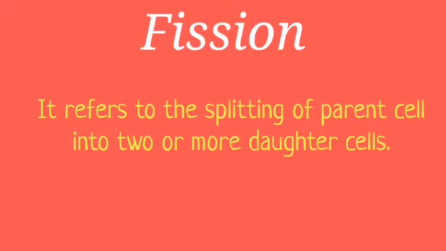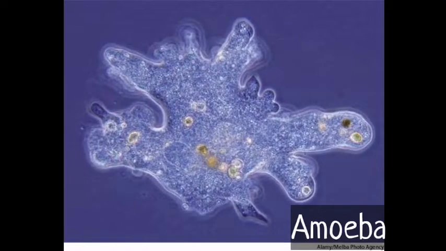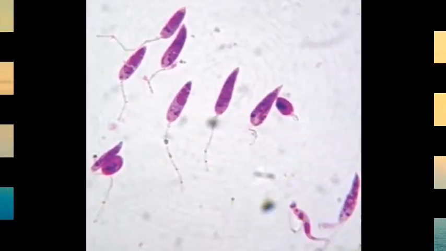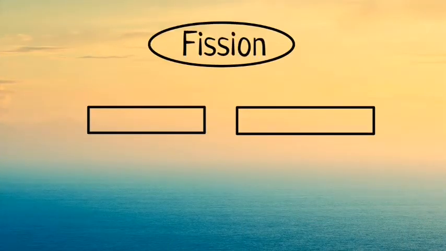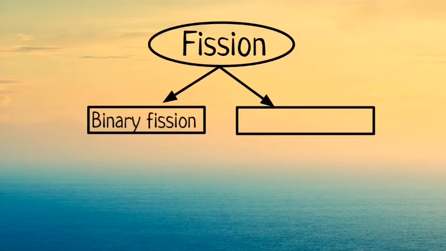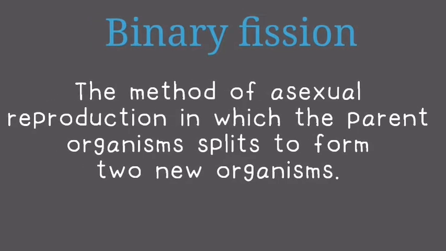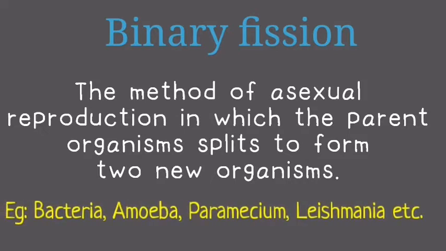Now, what is fission? Fission refers to the division or splitting of the parent cell into two or more parts. This is the simplest method of reproduction and is seen in single-celled organisms such as bacteria, amoeba, paramecium, euglena, leishmania, etc. There are two types of fission, binary fission and multiple fission. In binary fission, the parent organism splits or divides into two organisms. Example, unicellular organisms like amoeba, paramecium, bacteria, leishmania, etc.